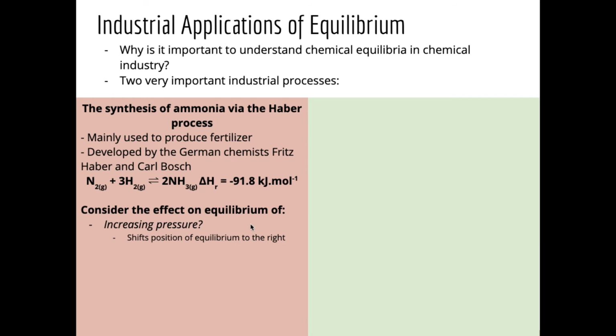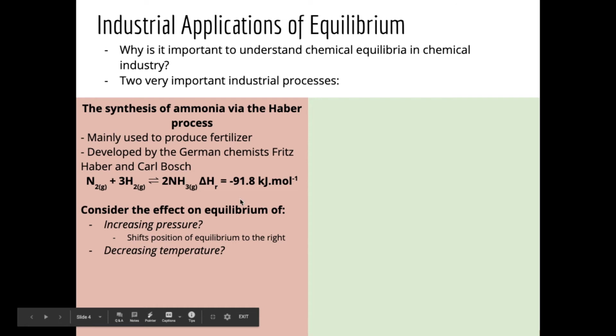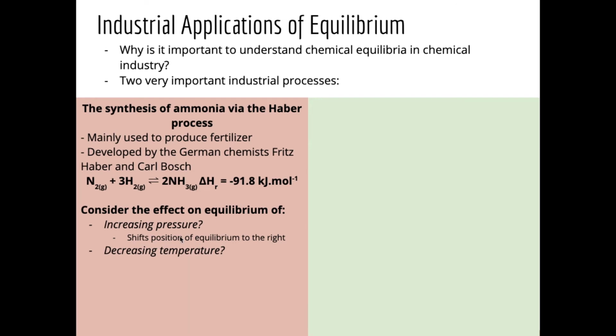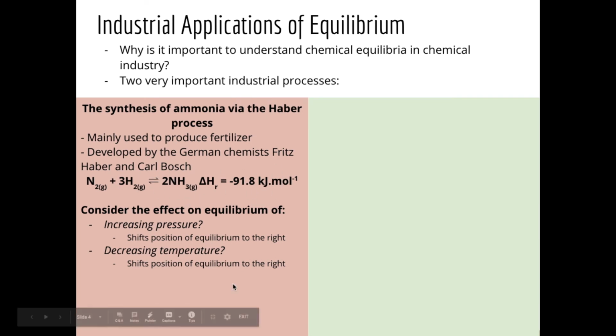And it's all about balancing the cost and the benefits. What about decreasing the temperature? Pause, have a think, and then check it. When you check it now, it is going to want to increase the temperature. It's going to favor the exothermic direction. So decreasing the temperature is going to push the forward reaction because that's exothermic. We're going to make more ammonia and shift the position of the equilibrium to the right.